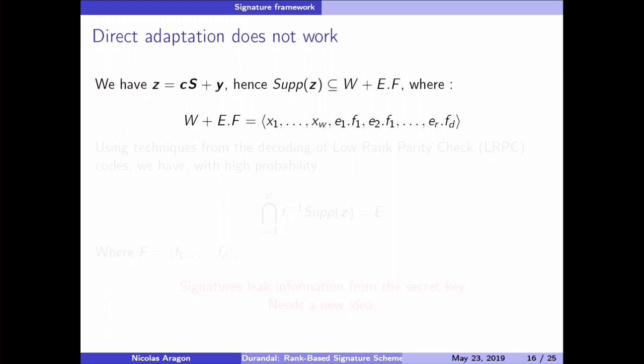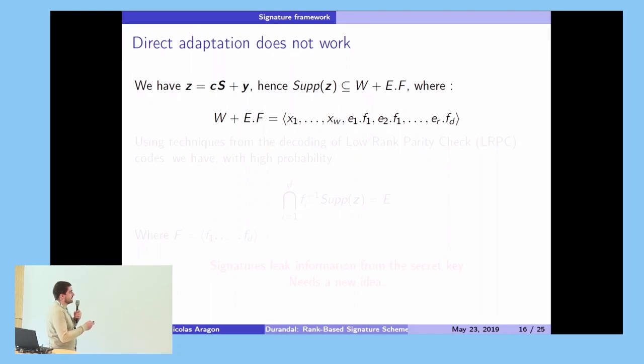We are going to look at the support of Z. Because Z is Y plus CS, the support of Z is included in W, which is the support of Y, plus the product space of E, the secret support of the secret key, and F, the support of the challenge C. Actually, we will consider that the support of Z is exactly W plus EF, which happens with a really good probability. And you can write a basis of this support this way. So X1 to XW is a basis of W. And then you have this kind of product space here.